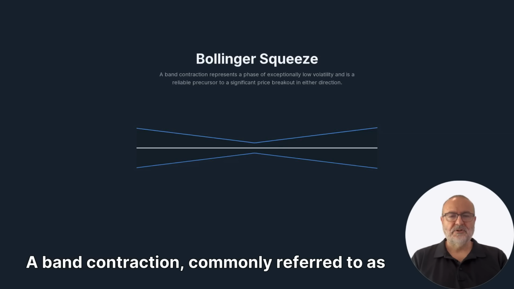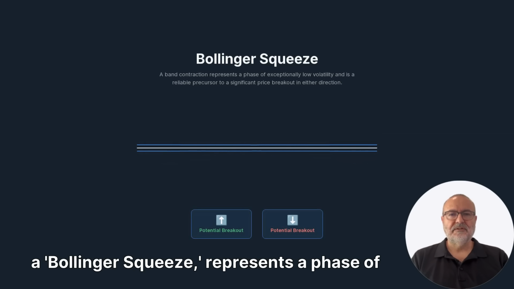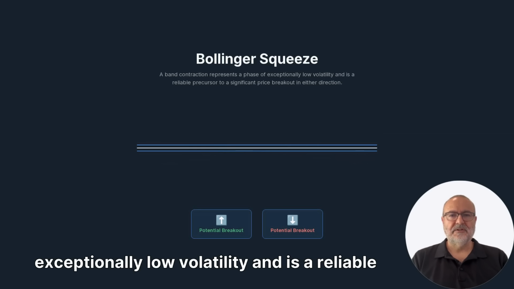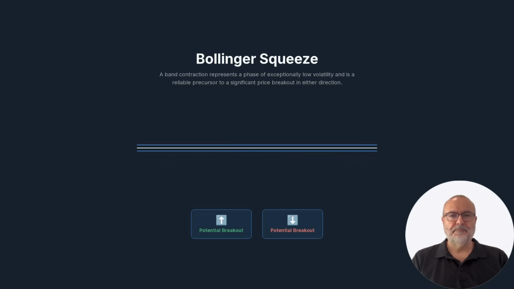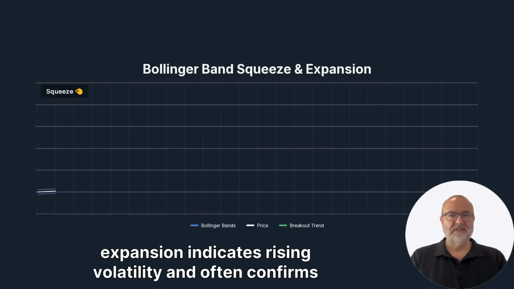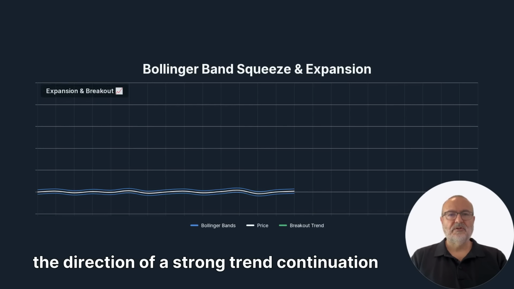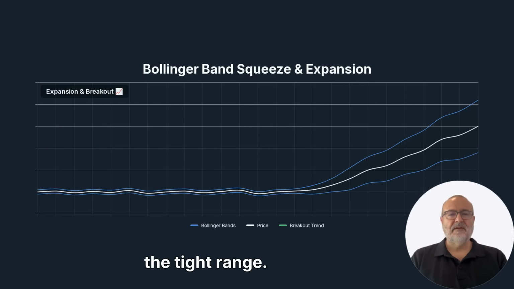A band contraction, commonly referred to as a Bollinger squeeze, represents a phase of exceptionally low volatility and is a reliable precursor to a significant price breakout in either direction. After observing a squeeze, the subsequent band expansion indicates rising volatility and often confirms the direction of a strong trend continuation as the price breaks out decisively from the tight range.